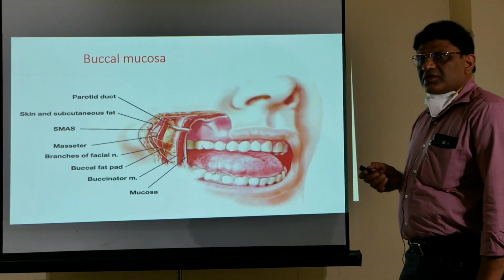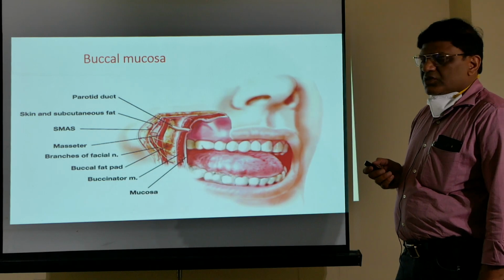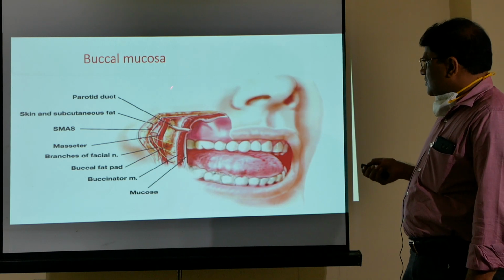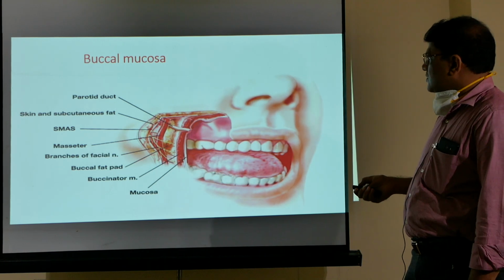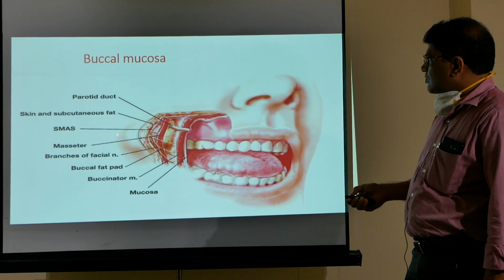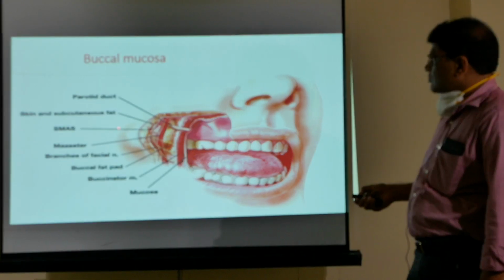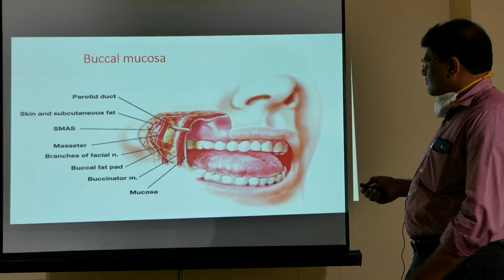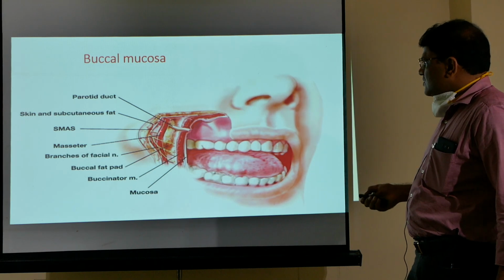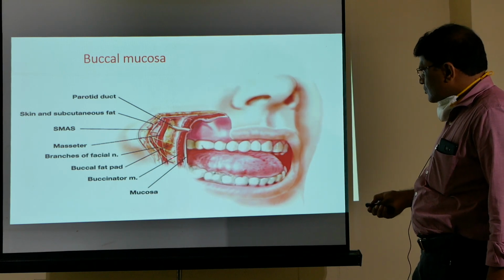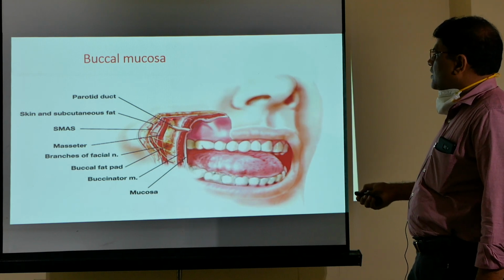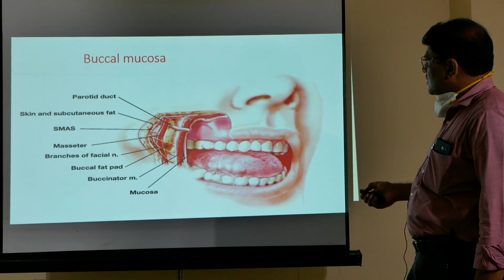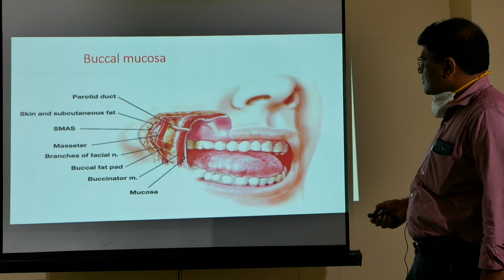Now here you can see this is a very good diagrammatic representation which is showing the cross section of the buccal mucosa. By pointer you can see this is the parotid duct, this is skin and subcutaneous fat outside. This is a very important layer which is known as superficial musculoaponeurotic system. It is a very tough system which prevents fistula formation. This is a masseter muscle. Now branches of facial nerves go across like this. This is buccal pad of fat, also a very important structure. Then buccinator muscles, and ultimately the inner lining of the oral cavity, that is mucosa.